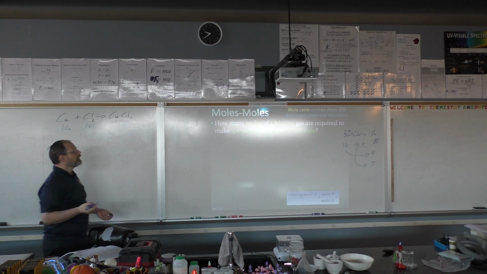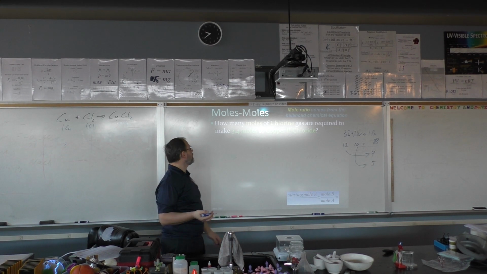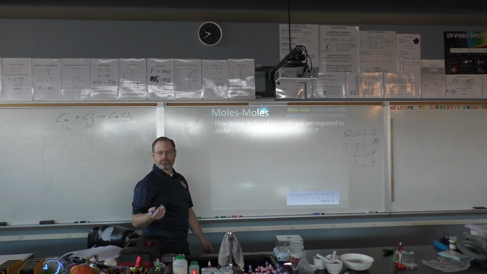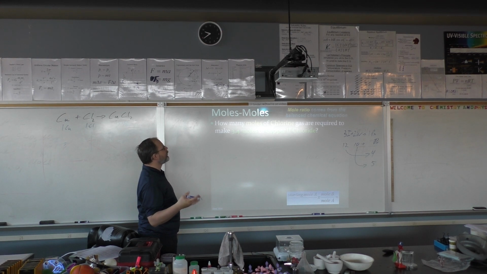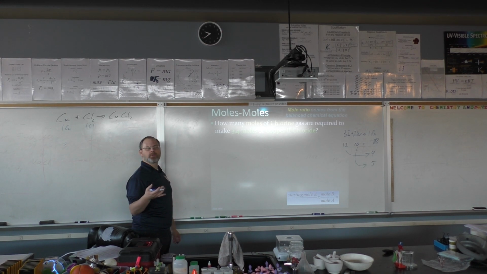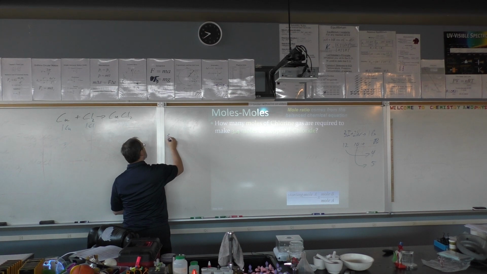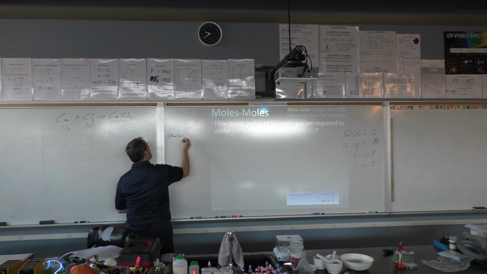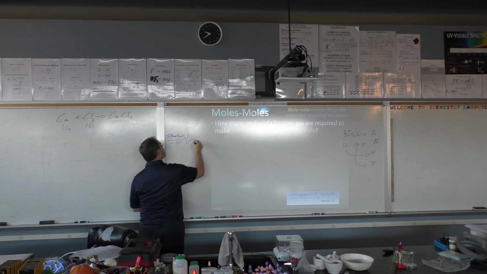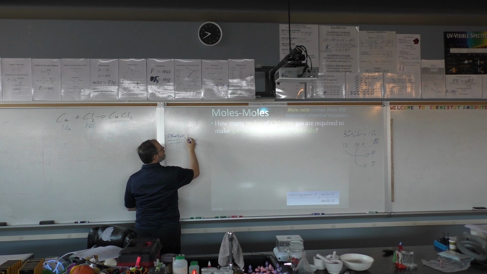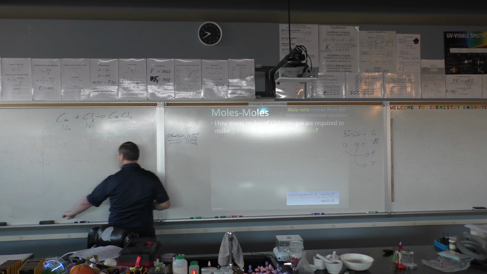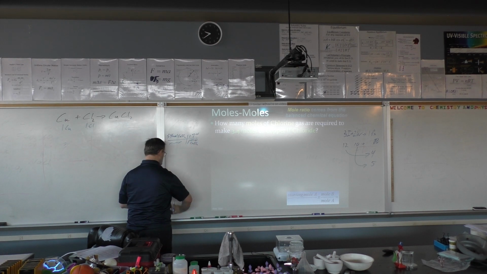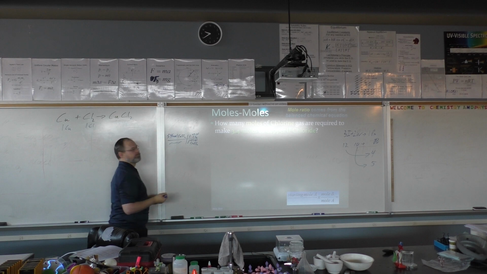Make sense? It would make sense then that if we wanted 3.4 moles of copper chloride, how many moles of chlorine would we need? 3.4, right? Because you could say, I want 3.4 moles of copper chloride, and for every 1 mole of copper chloride, I'm going to require 1 mole of chlorine. Okay, so that's how we'd set it up.